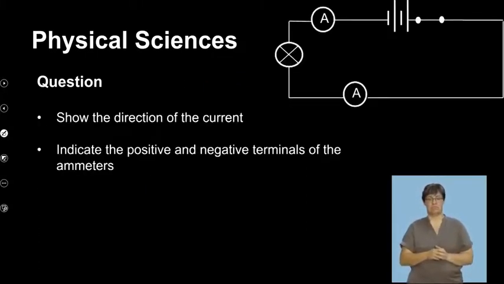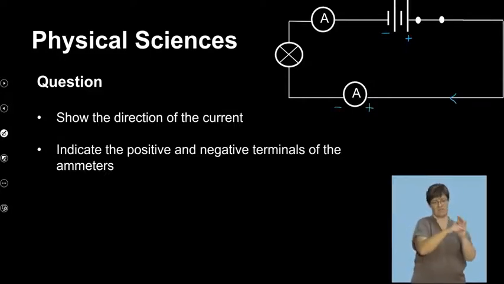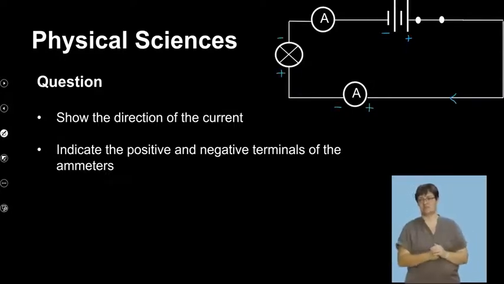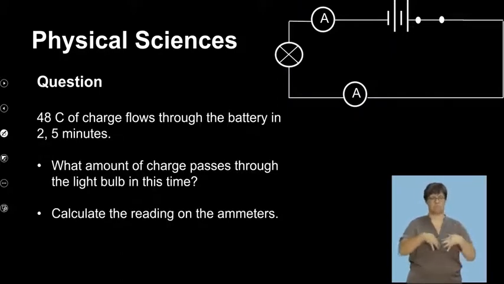Now, show the direction of current, indicating the positive and the negative terminal. We would refer back to the source, which is the battery. That's our positive, that's our negative. So that's the direction of conventional flow. On the ammeter, that's what we have. We have already demonstrated that from the positive to the negative of the battery. So that's straightforward. Now, questions that involve calculations.